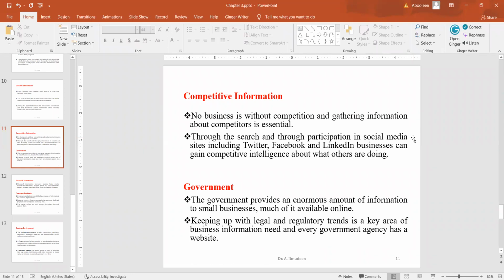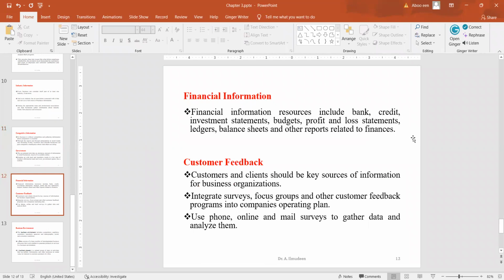Any other idea? Okay, great. As you all said, it is correct. Financial information is very much essential for business organizations, because this financial information can include bank related information, credit related information, investment statements and budgets, finance statements and budgets, profit and loss statements, ledgers, balance sheets, and other reports related to finance. So from this finance information, they can understand their current financial position, financial stability, and how much cash they have in hand.